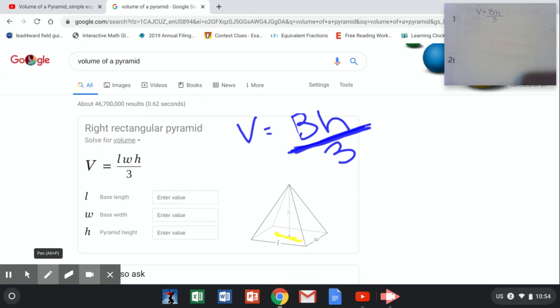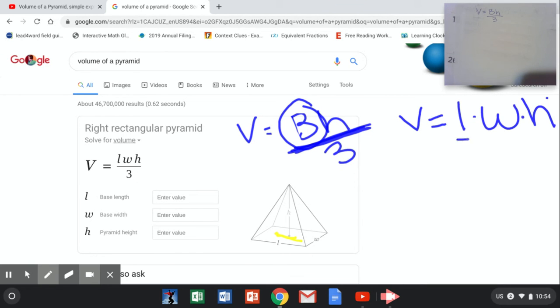So they already went ahead and put for you that we know that if this is a rectangle, well, then that means volume equals capital B right here stands for length times the width, and then times the height, and then we're going to divide that by 3. So let's pretend that on this one that we're going to try that the length is 3. We're going to make the width 2, and then we're going to make the height 7, okay? And we're going to make these all centimeters.